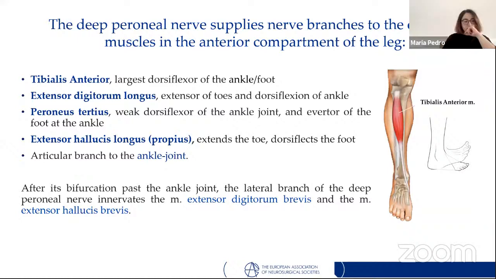Anyway, after bifurcating, the lateral branch of the deep peroneal nerve innervates also the muscle extensor digitorum brevis and the extensor hallucis brevis, which, as the name says, are directed to the fingers and the toe.